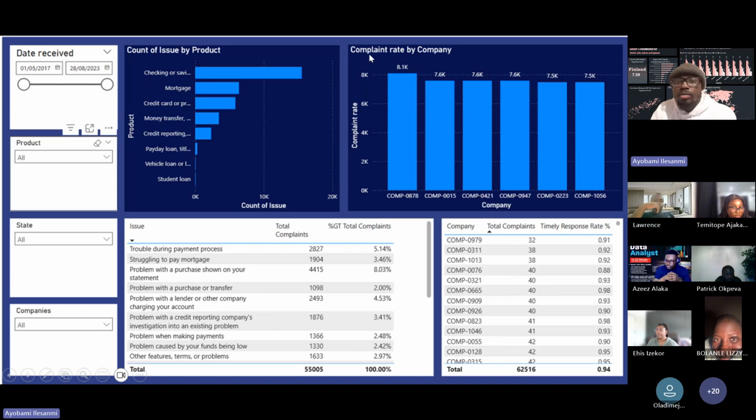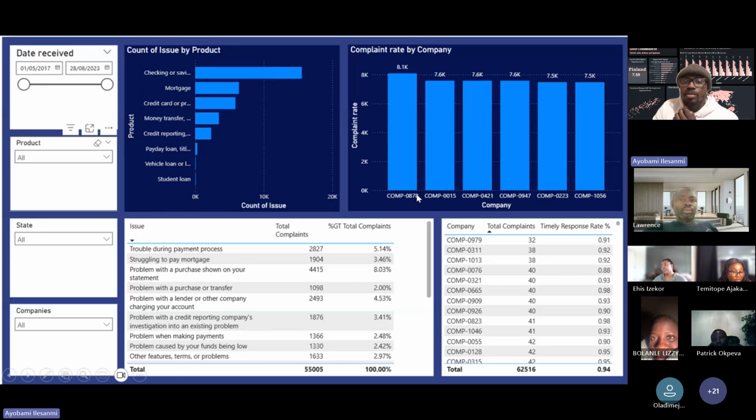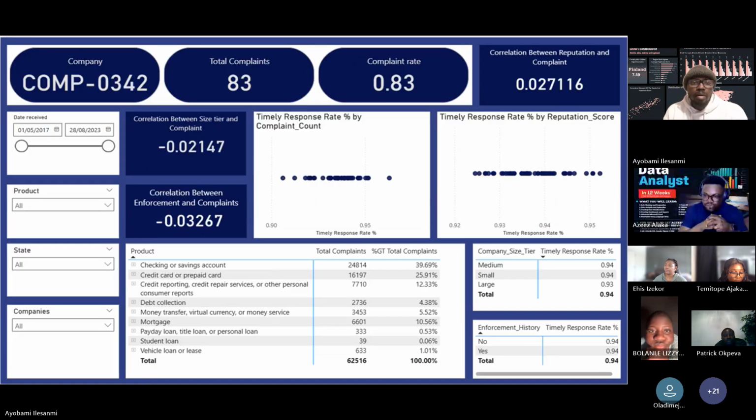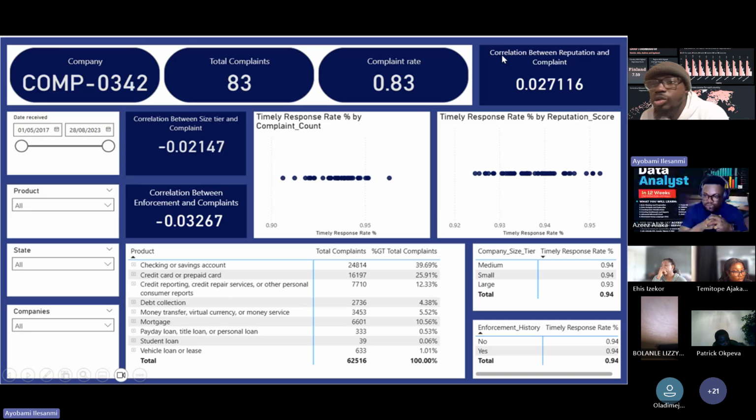And the next one is count raised by company. The company with the most complaints is company 0878, as you can see here, having 8.1K. This is the company with the most complaints, and we have the complaint rate to be 0.83. So this is the correlation between the competition and complaints, and we have 0.027116.